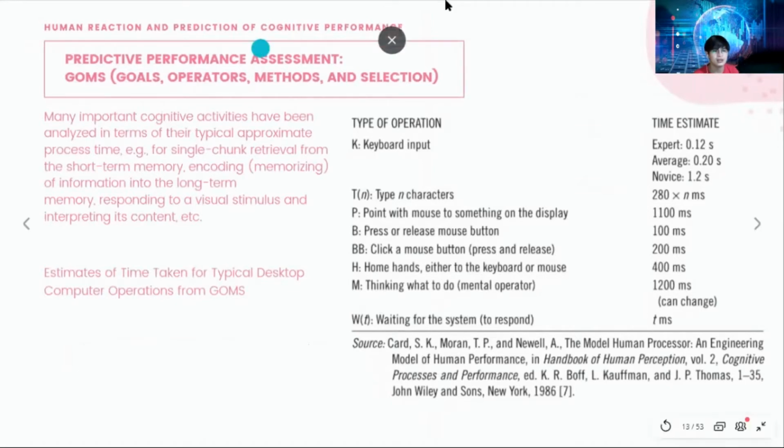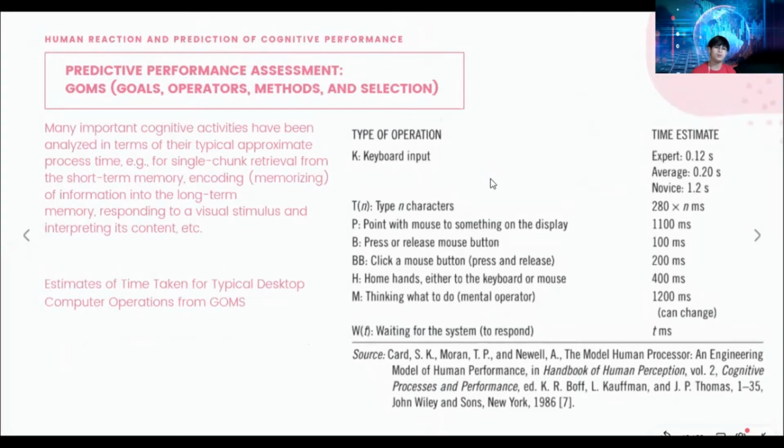This is the predictive performance assessment with the GOMS. GOMS means goals, operators, methods, and selection. Many important cognitive activities have been analyzed in terms of their typical approximate process time. For example, single chunk retrieval from short-term memory, encoding or memorizing of information into long-term memory, responding to a visual stimulus and interpreting its content, and estimates of time for typical desktop computer operations from GOMS. For example, keyboard input.